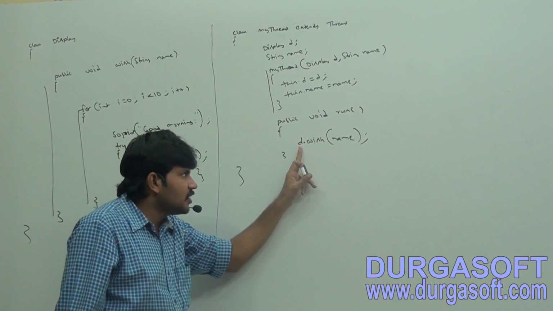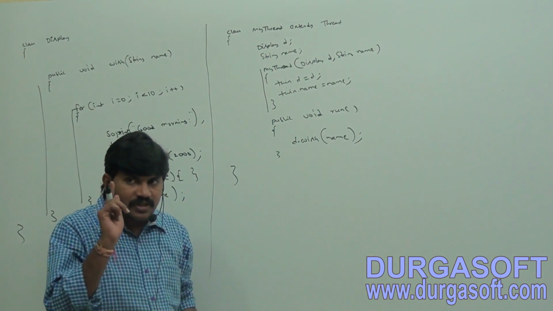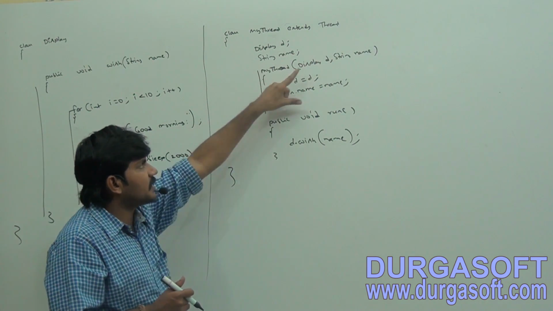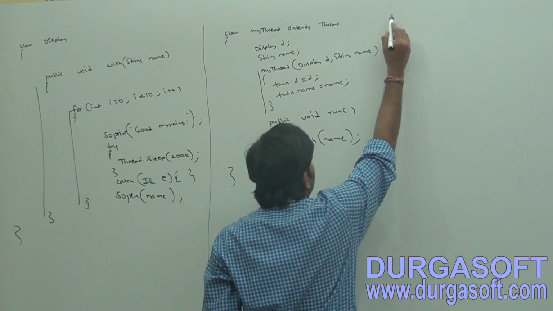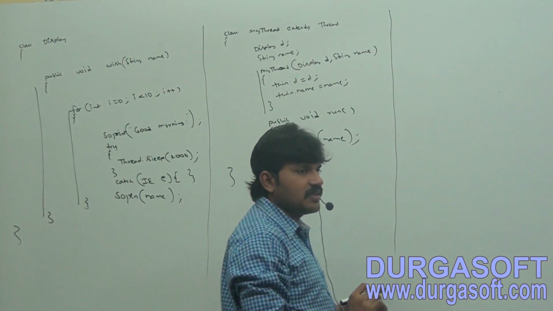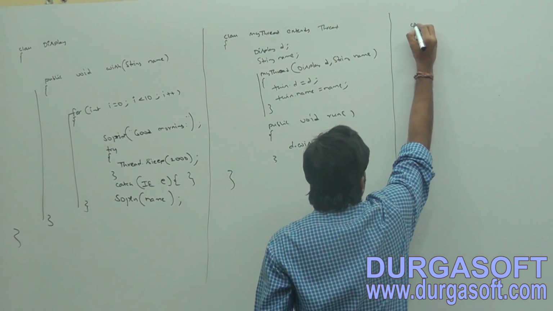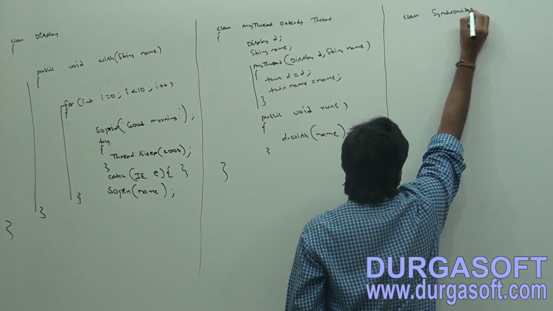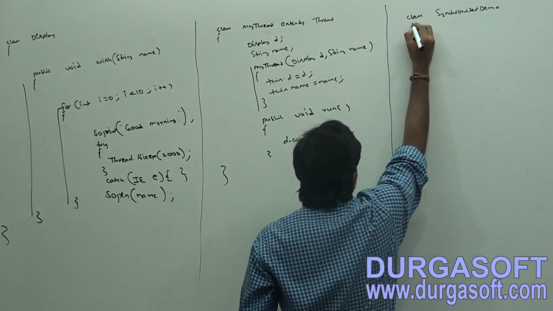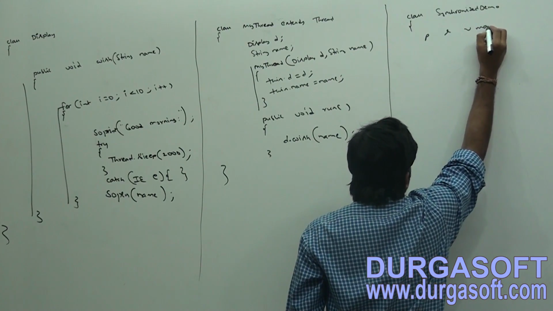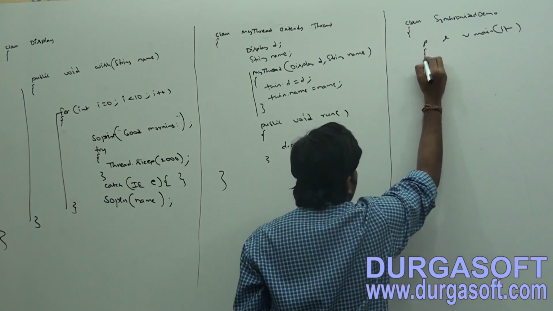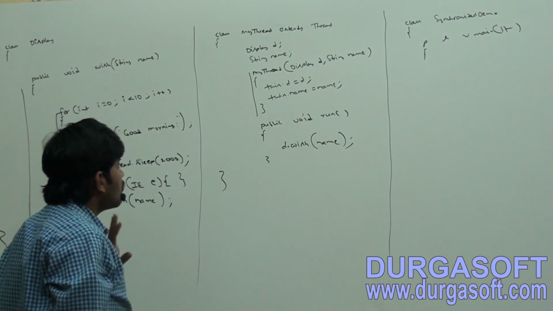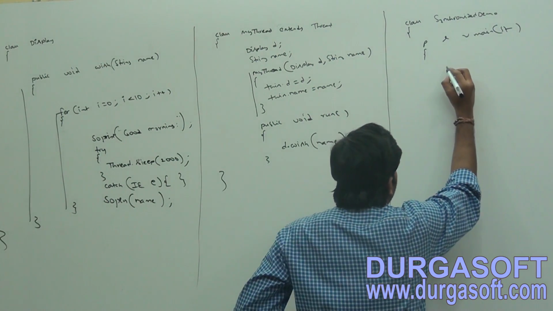The run method is going to call the wish method on the display object. But here is one small twist: the display object and name you have to pass as constructor arguments. Now let me take the last example. This is the main class, class SynchronizedDemo, public static void main String array args. Now the target is here, see this one.